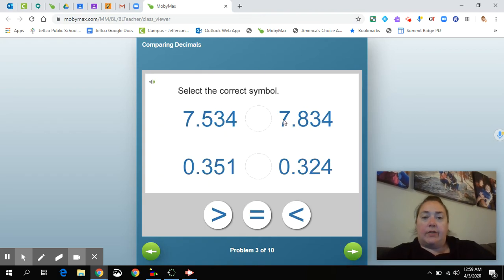They have 7s in the top, but the next digit is different. So I have a 5 or I have an 8. So 7.8 something would be bigger than 7.5 something. And then in the bottom one, they both have 0.3, but then it switches to a 5 and a 2. So 0.35 would be bigger than 0.32.